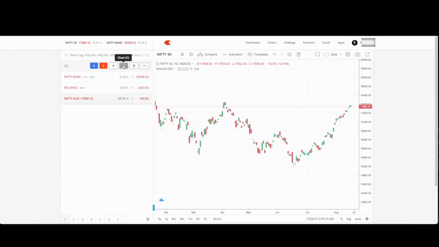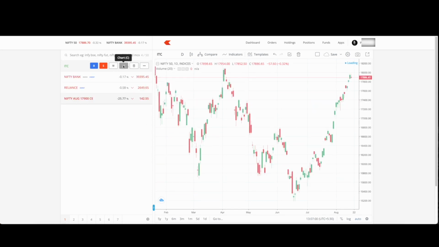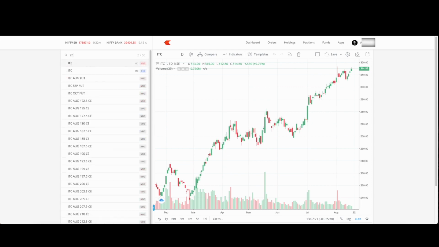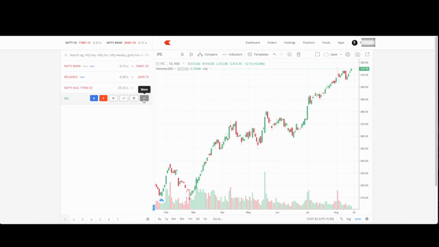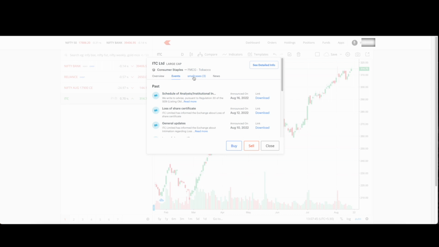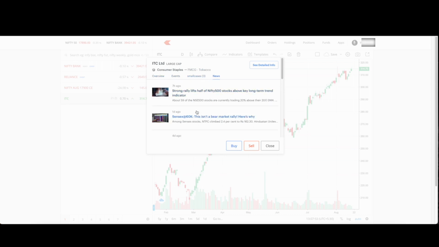Let's hide this. Next we have a section called chart. If you click here, your ITC stock will start reflecting here. Now if you want to remove ITC from your watch list, you can click on delete. But I want ITC here, so again I will add it to my watch list. Next we have this more section. In this we can create alerts, we can view charts. If you want to see fundamentals, you can click here. It will give you an overview about the fundamentals of the stock. It will tell you what kind of events are coming up, and if there is any news about the stock, you will get to see that here.